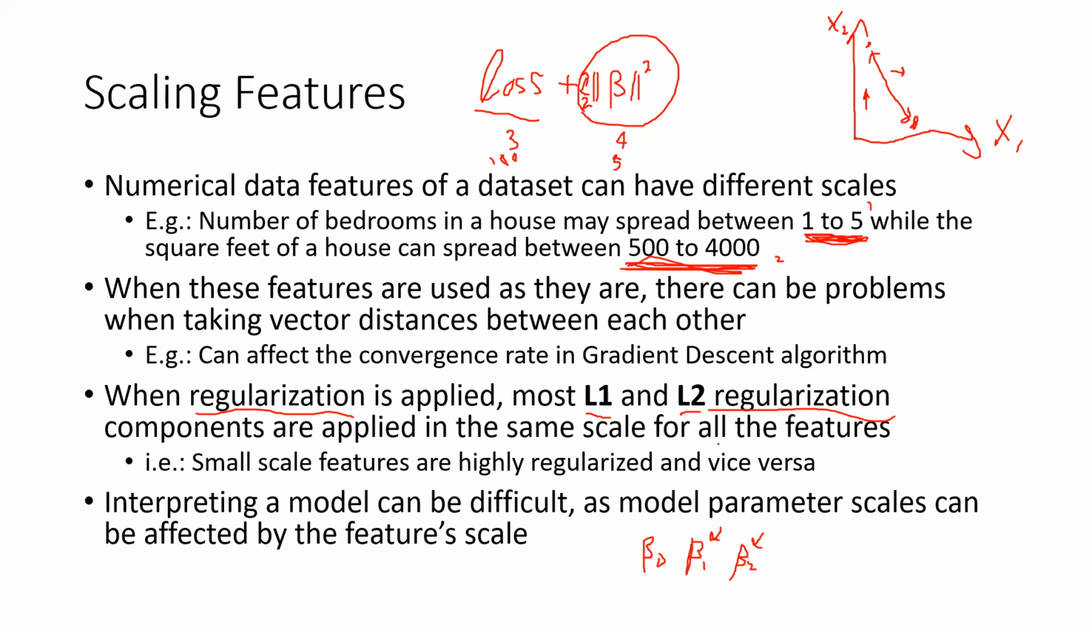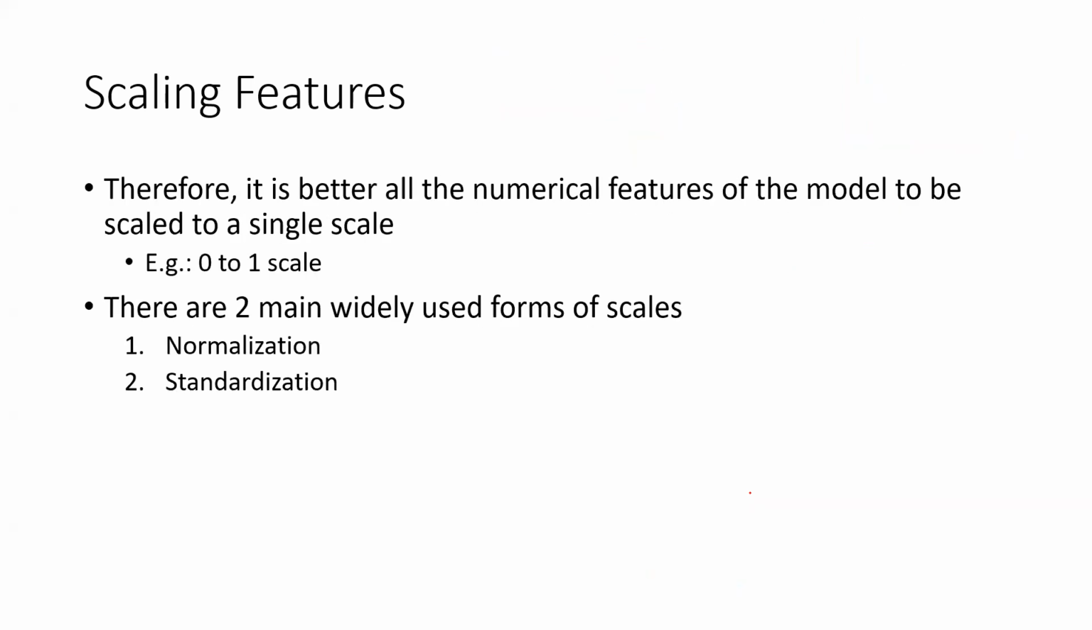If we could have applied scaling before learning this machine learning model, then we can interpret these beta 1 and beta 2. We can compare these two based on their relative importance. That is another reason why we should use scaling, right?